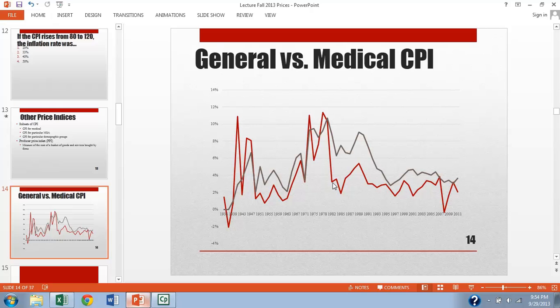So most of the growth in medical spending isn't that medical prices per se are going up faster than general prices. It's that we're consuming more technologically advanced and more expensive medical treatments, and that our population's getting older.